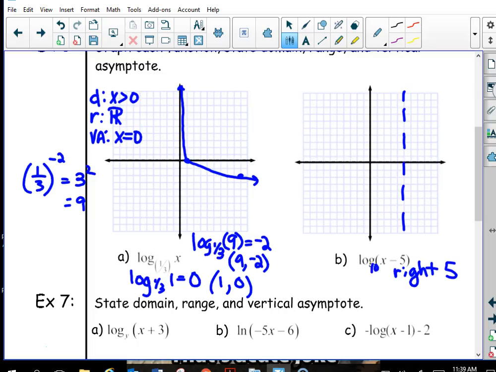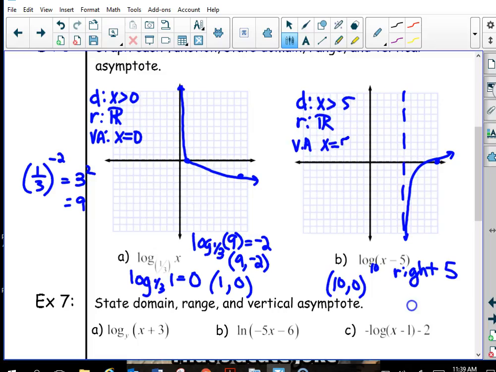What power do we raise 10 to? Well, I throw in a 6, I'm going to subtract 5, I get a 1. What power do we raise 10 to get 1? Well, that's always a 0, so we've got a point at (6, 0). And our basic log function is going to look something like that. Our domain, x has to be greater than 5. Our range is, again, all real. And then the vertical asymptote moves to x equals 5.